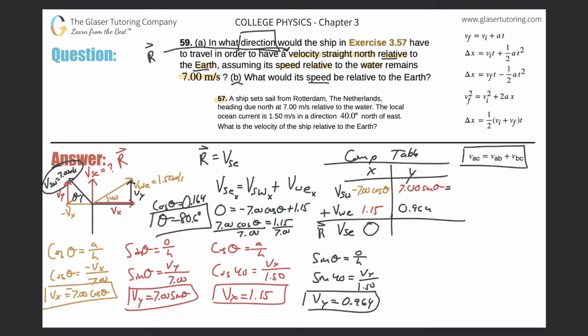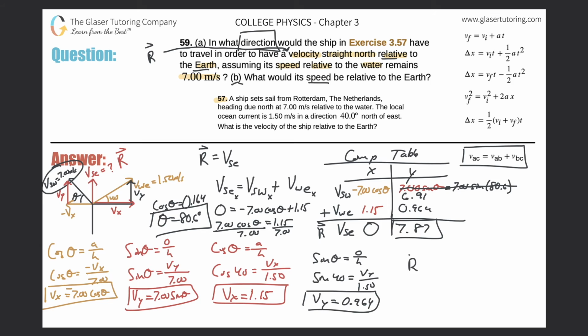I'm just going to write a little equals here: 7.00 sine of now 80.6. So let me plug that in. This is sine of 80.6. So do the math: 7 times sine of 80.6. This becomes 6.91. I'm going to cross this out a little bit so as not to get confused. So this becomes 6.91. Now add these two together: 6.91 plus 0.964. So we get a y value of 7.87. That's the y value.